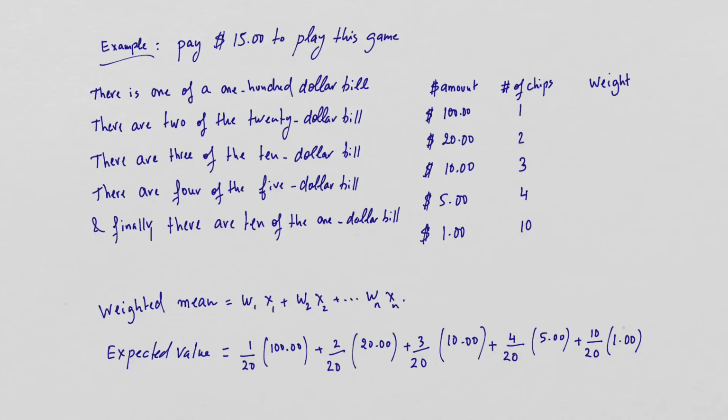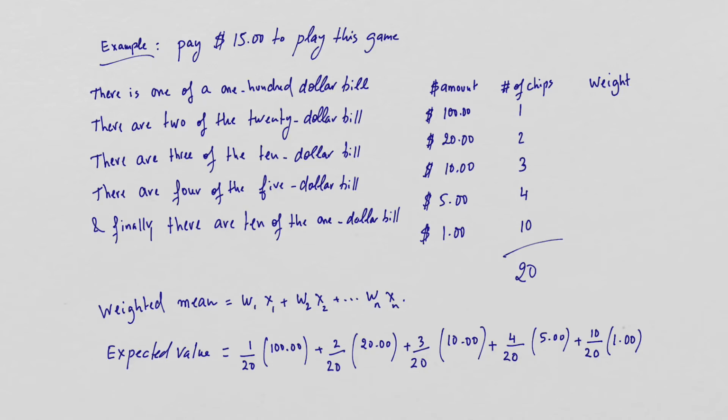One chip is worth $100, two chips are worth $20, three chips are worth $10, four chips are worth $5, and 10 chips, which is basically half of the chips, are worth $1. Total here is 20. So it has 10 chips, which is literally half of all the chips, worth $1.